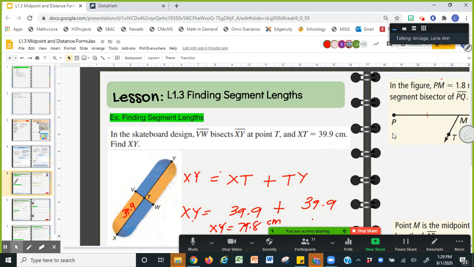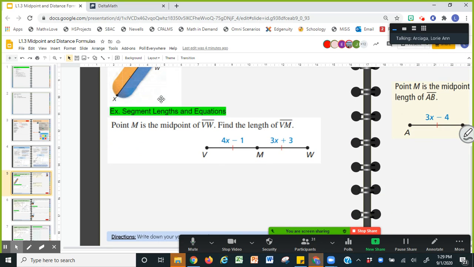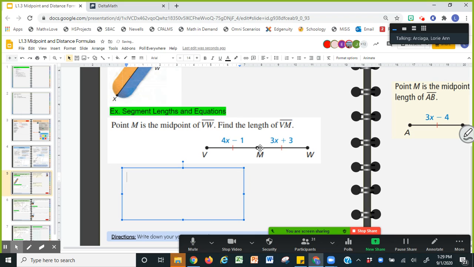All right. Let's look at another example. I'm going to clear the ink here. Okay, here we go. Point M is the midpoint of VW.